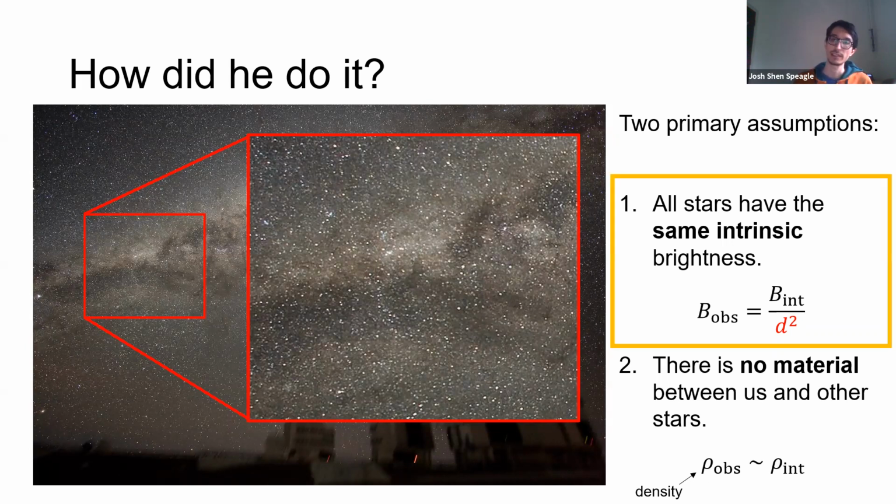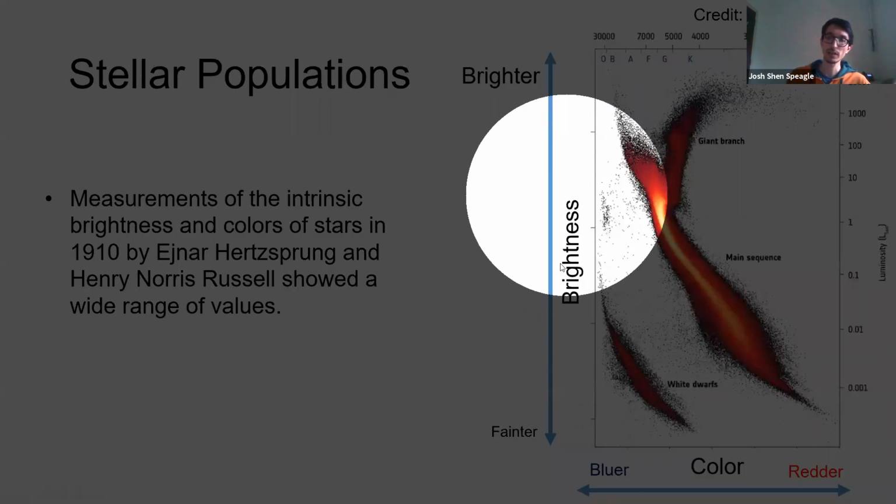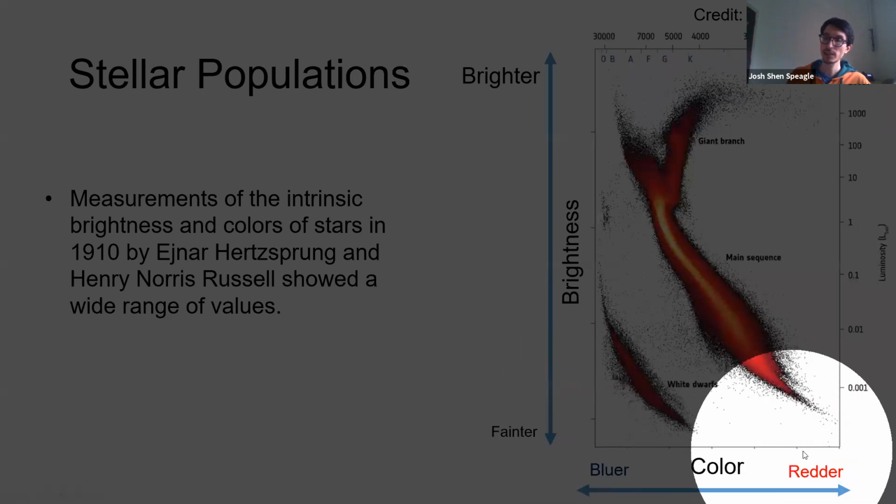So let's start with this one. It turns out that unfortunately stars are not all the same. That would make life very simple, but they're still really cool. And in fact, in about 1910, two astronomers, Hertzsprung and Russell, were the first to compile a nice series of measurements showing that stars actually have a wide range of brightnesses and colors, but they're correlated. So the plot shown on the right is what's often called an HR diagram or a color magnitude diagram. On the y-axis, what you're seeing is brightness. So up here is brighter, down here is fainter. On the x-axis, what you're seeing is color. Essentially, the left side is bluer and the right side is redder.